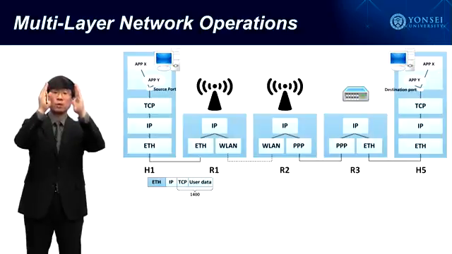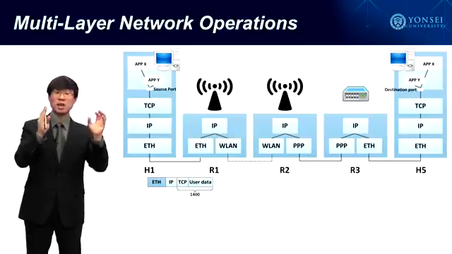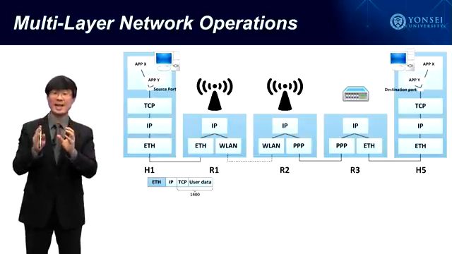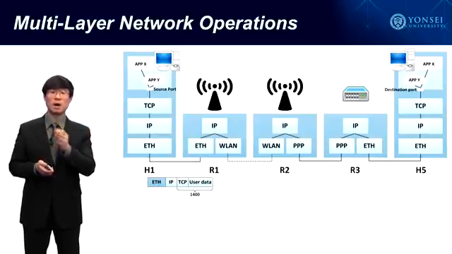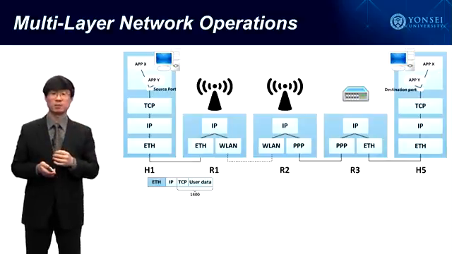Then what it will do is exchange the Ethernet header for a wireless LAN header, a Wi-Fi header, and then it will send it out through router 1 to router 2. This is all going to be a Wi-Fi wireless connection. And that's what you see right here.